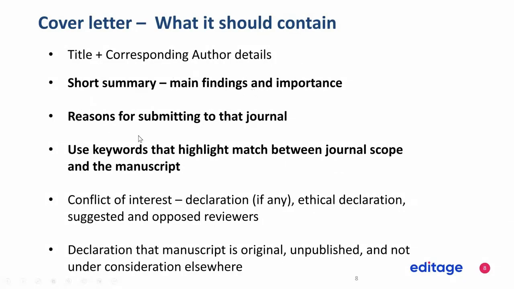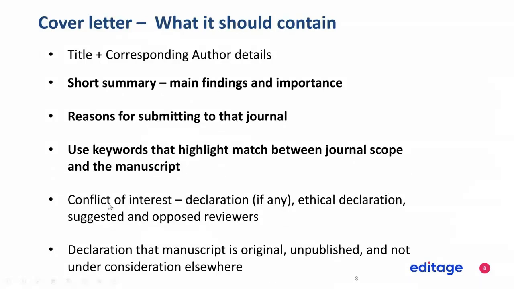It's good to have another short section, maybe 50, 100 words, reasons why you're submitting to that journal and why your research should be of interest to the audience for the journal. So you can use keywords that highlight the match between the journal scope and your manuscript. So basically the reasons why the paper should be of interest to the readership of the journal.